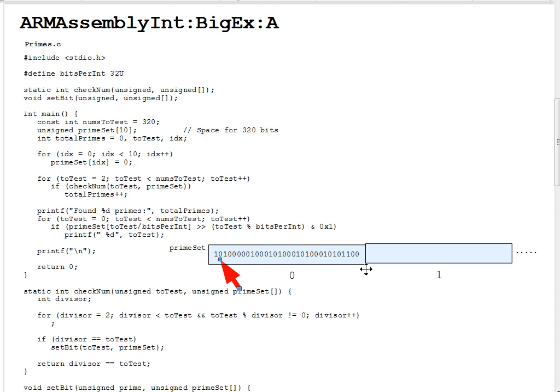For instance, note that each bit is numbered according to the power of 2 that is its place value. The LSB has place value 2 to the 0th power, and the MSB has place value 2 to the 31st power. Given this numbering system, we can see that the values 0 through 31 are represented by bits 0 through 31 in that first element, primeset[0]. In primeset[1], the values are 32 through 63, and so on.